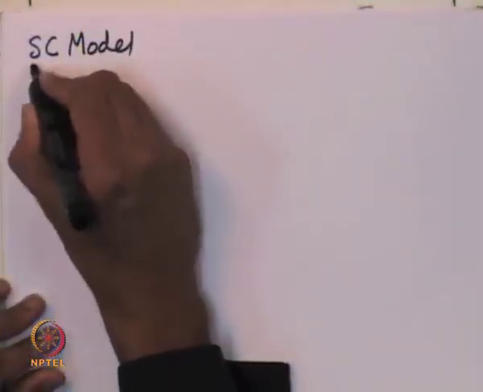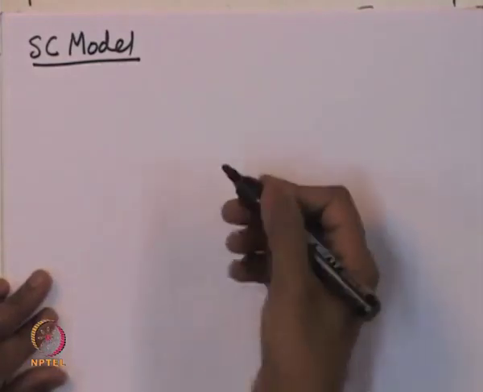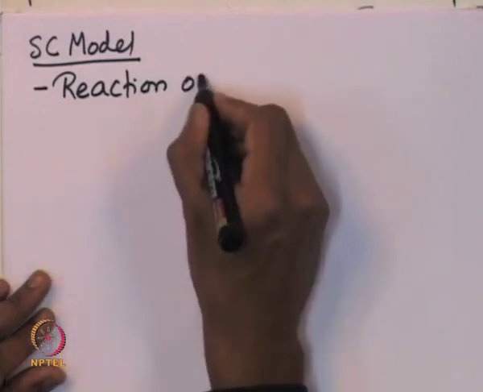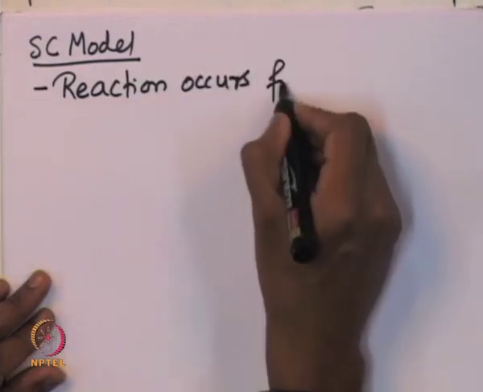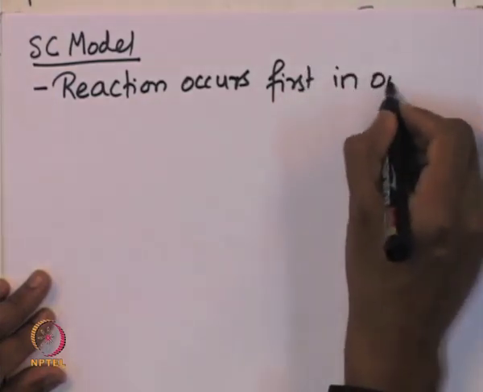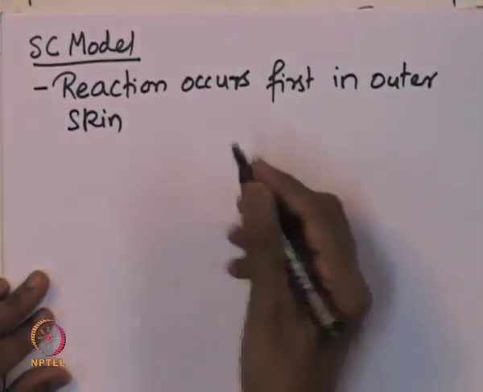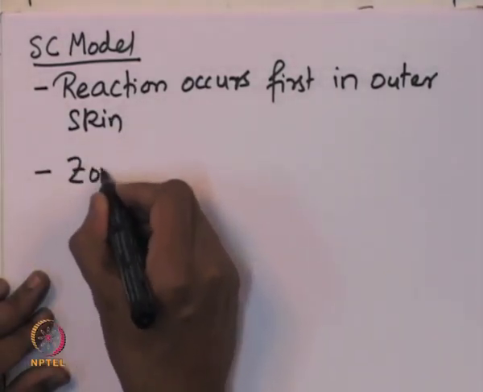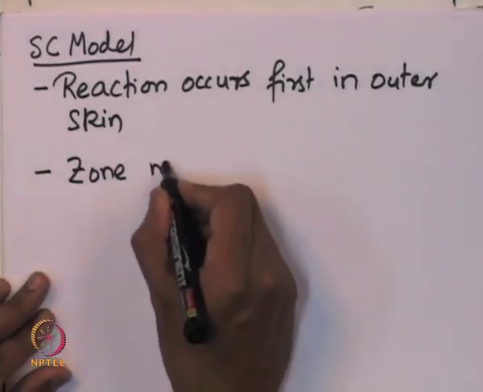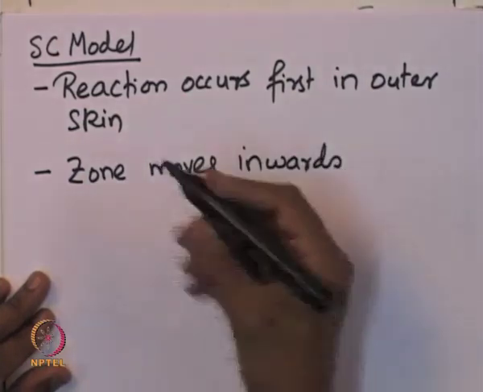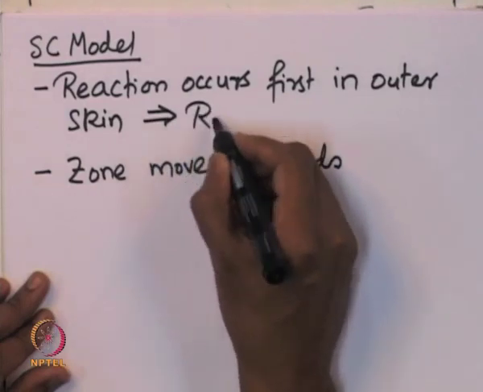So, next let us look at the shrinking core model. The shrinking core model assumes that the reaction first occurs in the outer skin. Reaction occurs in the outer skin, and then it assumes that the reaction zone actually moves inwards. So, the first assumption also means that the reaction does not occur everywhere.